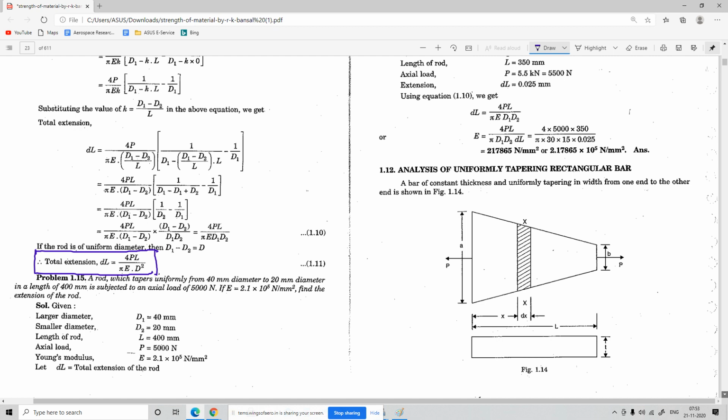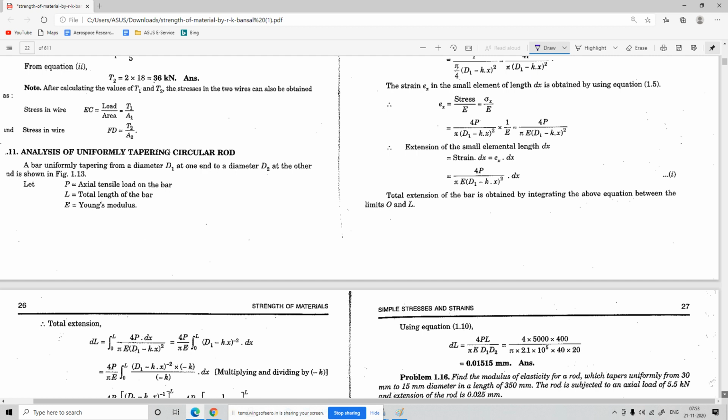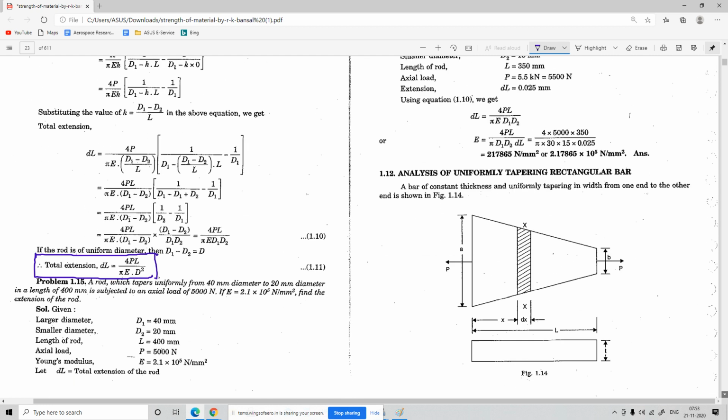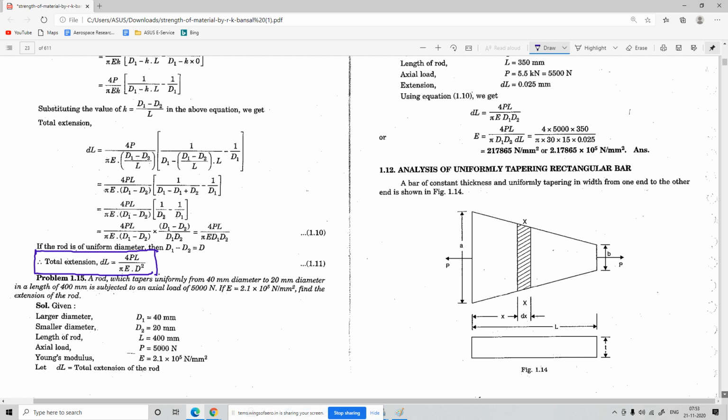So if they are asking you to find out the elongation for a tapered circular rod, you should be able to find it out. So P is the tensile load, L is the length, E is the Young's modulus, and D is the diameter. Okay, how to find the diameter? D1 minus D2 will give you the D. So note down what is D, D1 minus D2.